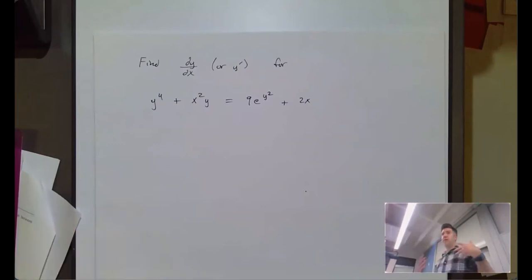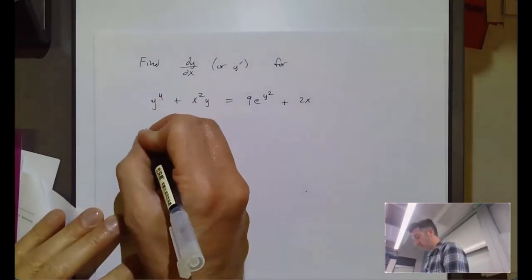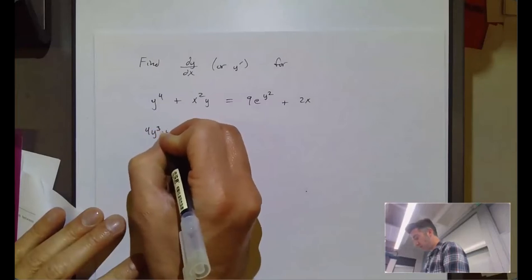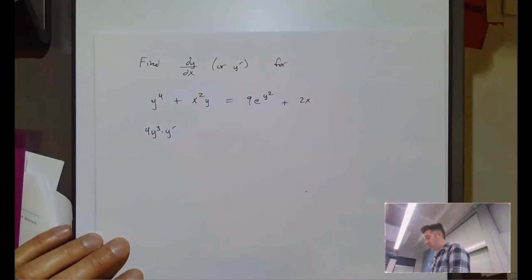So again, after you do differentiation once, this is really mostly an exercise in algebra skills. So the derivative of y to the 4th is 4y cubed times y prime. And whenever you're differentiating something with y in it, you have to multiply by y prime.